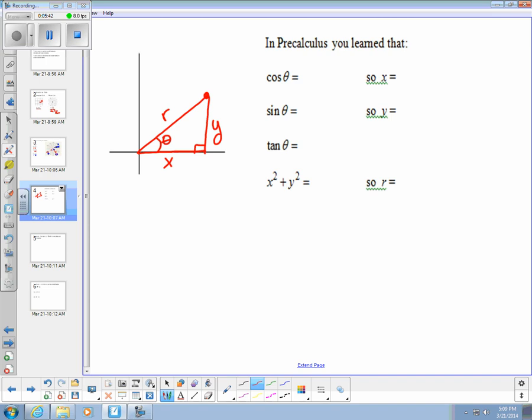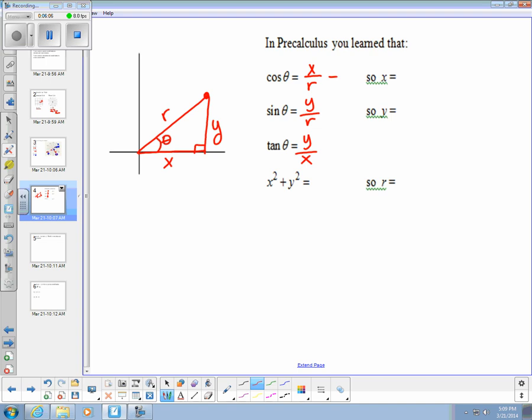And we had some formulas that we dealt with. For cosine, cosine was adjacent over hypotenuse, or x over r. Sine was y over r, and tangent was y over x. Okay? Now, when we're dealing with polar coordinates, we're going to want the x by itself and the y by itself.